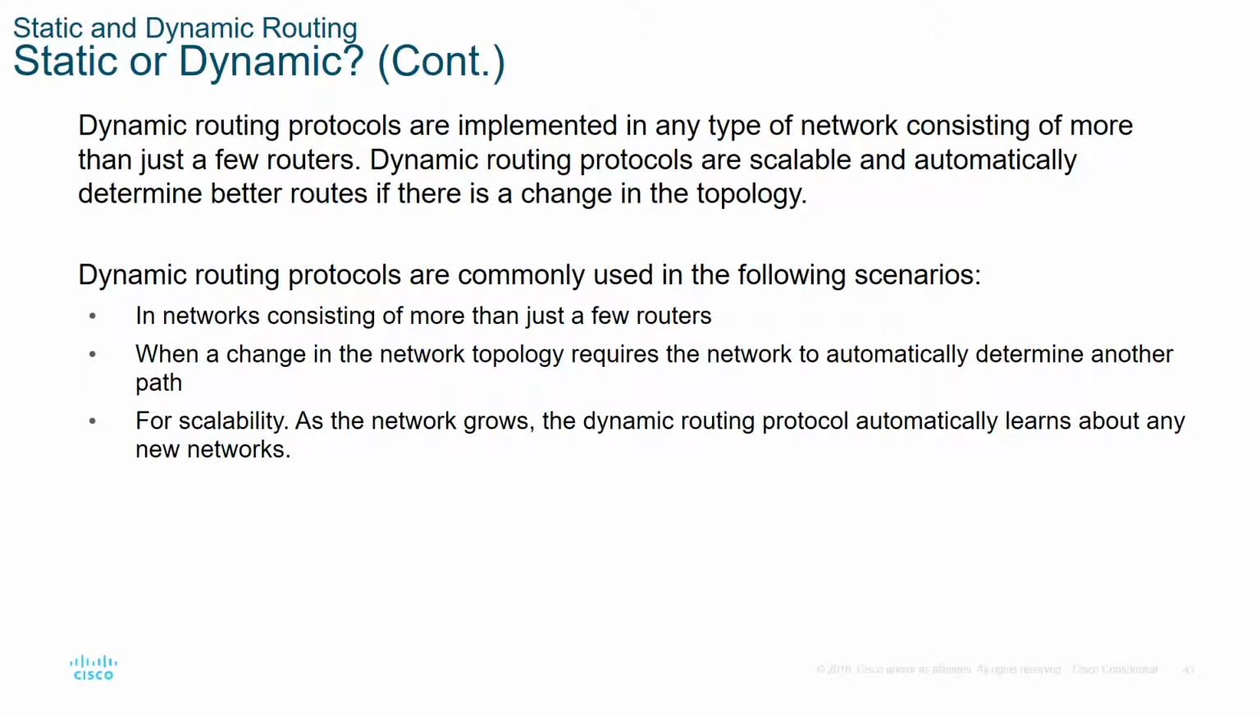Dynamic routing protocols are implemented in any type of network consisting of more than just a few routers. Dynamic routing protocols are scalable and automatically determine better routes if there is a change in the topology. Dynamic routing protocols are commonly used in the following scenarios: in networks consisting of more than just a few routers, when a change in the network topology requires the network to automatically determine another path. For scalability, as the network grows, the dynamic routing protocol automatically learns about any new networks.